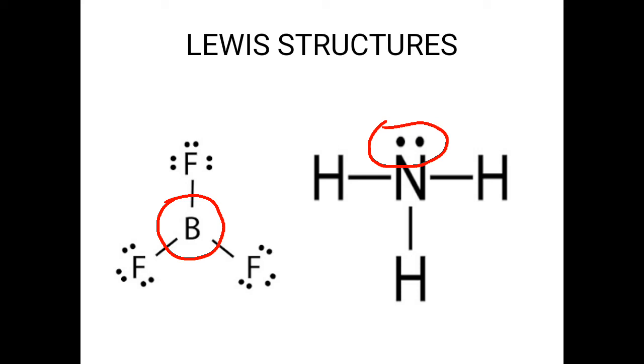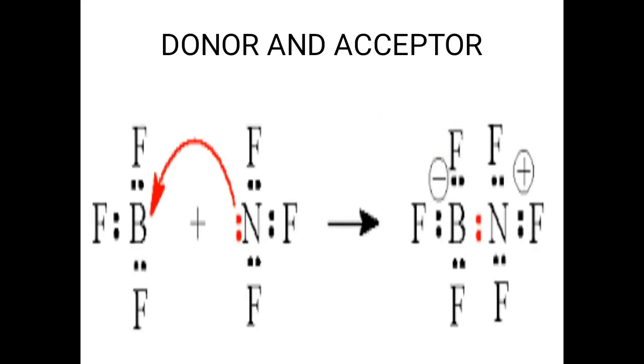That's why we say that boron trifluoride, BF3, is deficient in electrons. The reason is that boron has made 3 single covalent bonds and still there is a place for 2 more electrons. So what happens when ammonia reacts with boron trifluoride? The lone pair of N is donated to this boron. This is how one atom becomes the donor, the other becomes the acceptor.